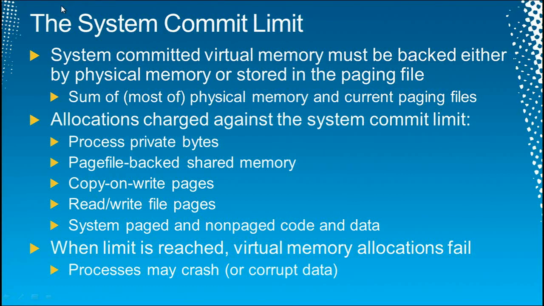The system actually pre-charges the copy-on-write pages. I'm going to talk more about copy-on-write in part 2. But just in case, if I say I want to allocate this amount of memory and I mark it copy-on-write, the system is going to say, just in case you modify that, I need to make sure that I've got enough system commit to handle that. So I'm going to charge that against the system commit limit.